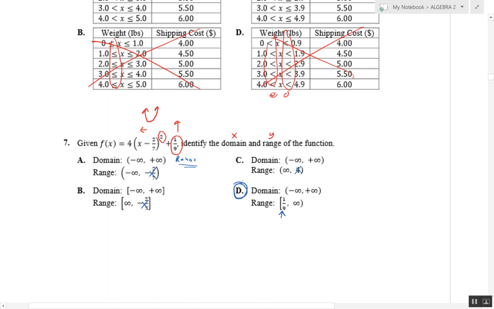If you're totally stuck, you can always graph it on your calculator and move on. I'm just trying to save as much time as you possibly can because you don't have a lot of time on this test. All right, moving on.